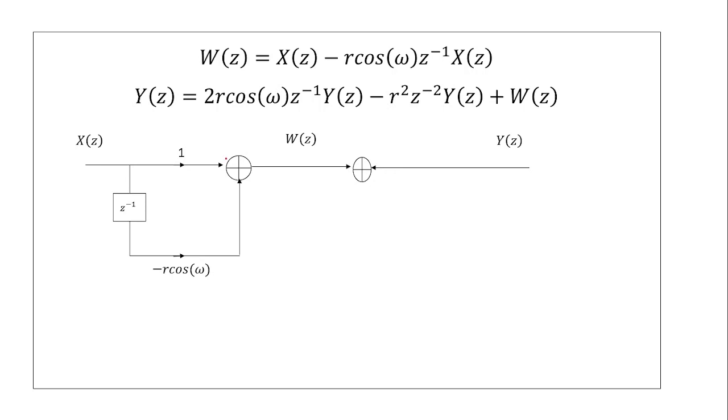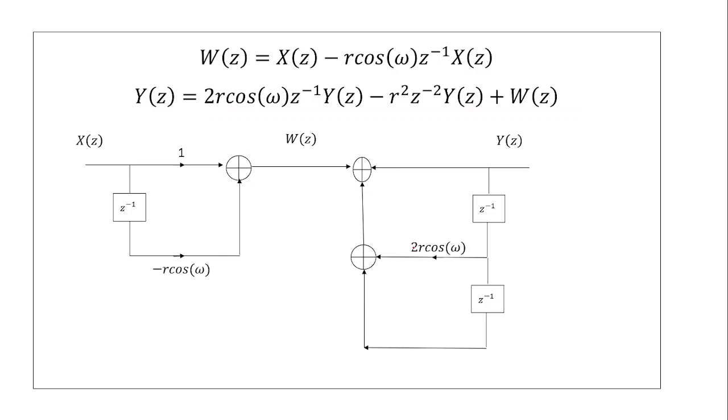Then the second equation, Y of Z is equal to 2r cos omega Z inverse Y of Z minus r square Z power minus 2 Y of Z. So here you have two delays, so I'll be getting two delays here. First is plus W of Z. Already here you have your W of Z. Then Z inverse Y of Z, the Z inverse is taken from Y of Z. The first value is 2r cos omega, and for Z power minus 2 it is minus r square. So this is your direct form 1 structure.